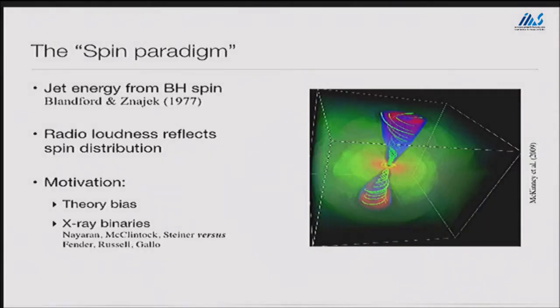And there's one popular way to explain this, which you can summarize in the spin paradigm, which is that the jet energy is extracted from the black hole spin by tangling the field in the ergosphere, and then the radio loudness that we see reflects the spin distribution as the black holes grow in cosmic time. They spin up, they spin down, and you have a distribution of spins, and that explains the distribution of radio loudness. And this is a really beautiful theory. There's like this big source of energy there that you can tap. So you could call that a theory bias. Something is beautiful, but it also works.